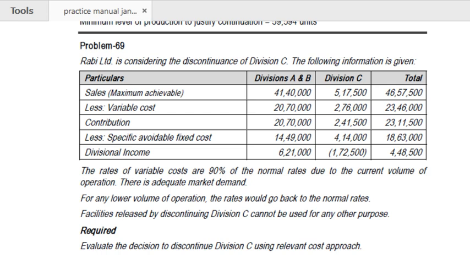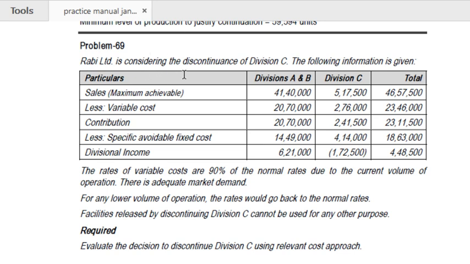As you can see on your screen, this is the sum. This is problem number 69. If you don't have any material, just take a screenshot of what you're seeing on your screen right now, so that it will be helpful for you later to watch the video and follow the problem. Okay, let's check the problem.